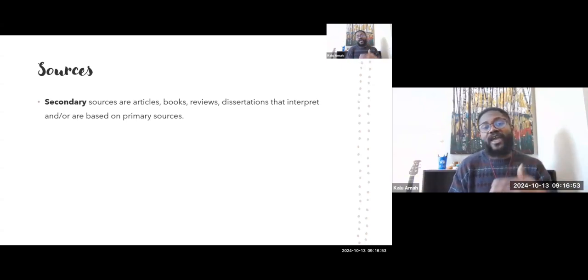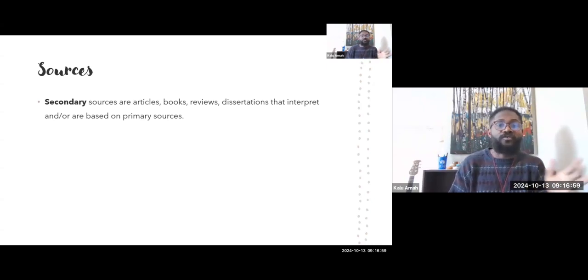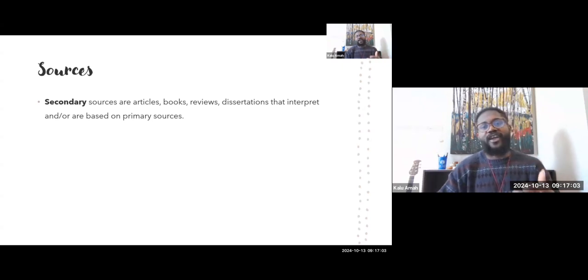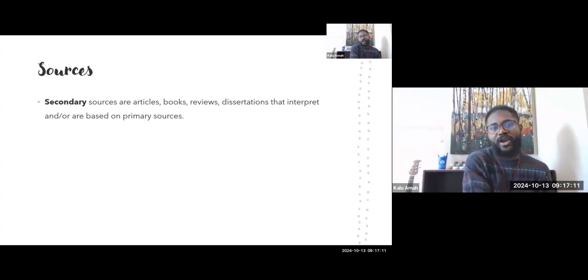So people also write reviews about a book. For example, someone wants to write a review on A Man of the People by Chinua Achebe. You just go ahead and write the review and get it published. Your review becomes a secondary source because you have written on a primary source, which is a novel called A Man of the People by Chinua Achebe.